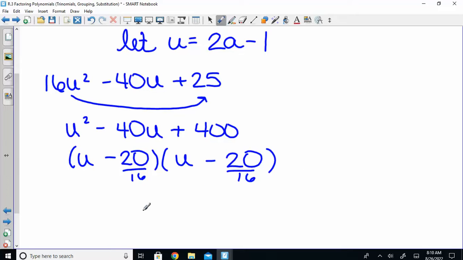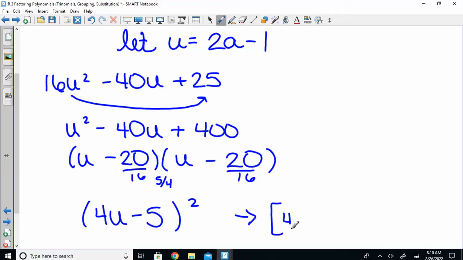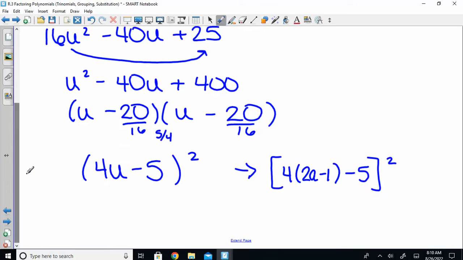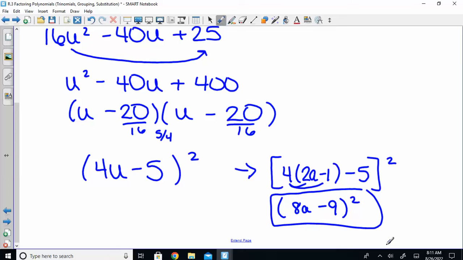Do I have to write this twice, or could I just do it once to the square? Okay. So 20 over 16 reduces to 5 over 4. So 4u minus 5 squared. And then replug the 2a minus 1. Replace my u. So if we multiply that out, we get 8a minus 4 minus 5, which is minus 9.